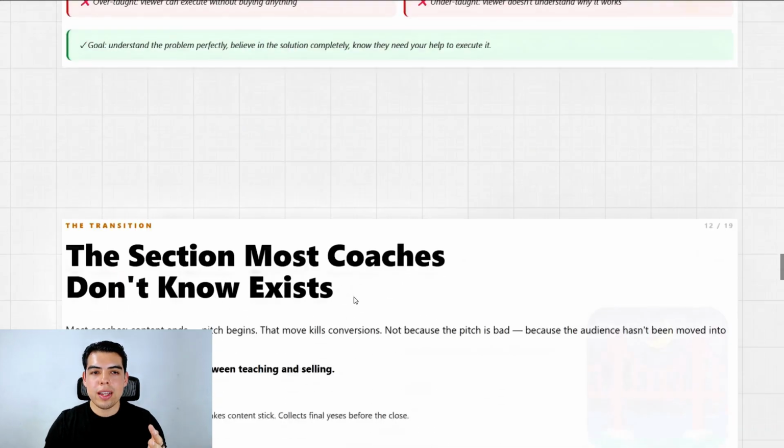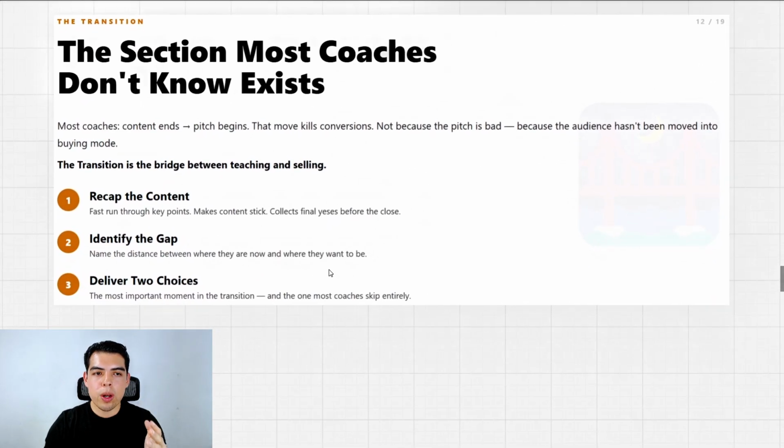Now let's talk about the transition. This is a section that most coaches don't know exists. Here's what most coaches do after the content section ends. They usually say something like this: so that's the framework. Now I want to share something with you that I put together that can help you with this. And then they go straight to the pitch.